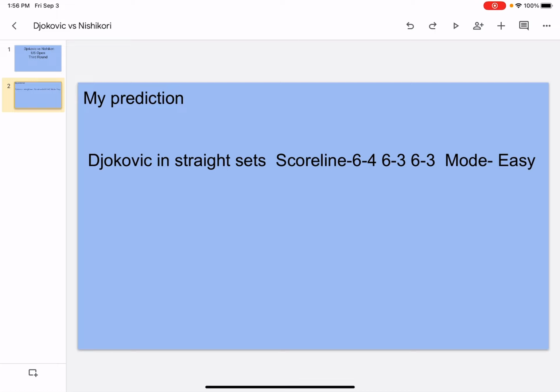So you guys can see that Nishikori does have some similarities in his game to Djokovic. They have solid ground strokes, they return well, they take the ball a little too early, and they both can play defensively. So, they have some similarities.